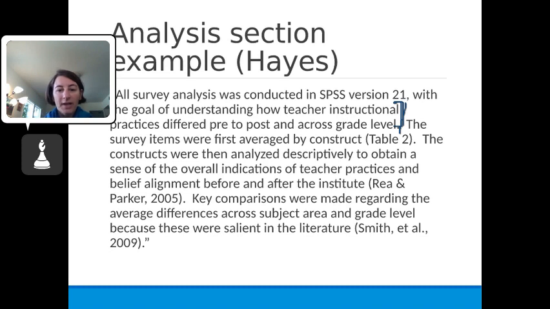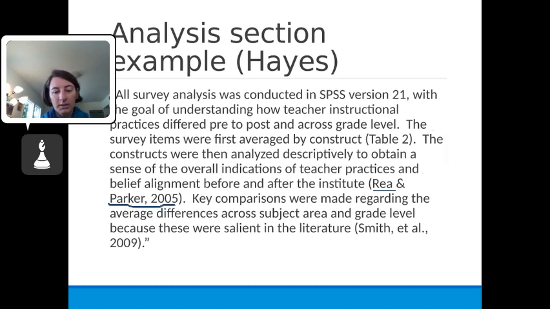The survey items were first averaged by construct, right? So really literally writing down, like, here's what I did first. And this is something we talked about in the last video. And I referenced the table where that information can be found. The constructs were then analyzed descriptively to attain a sense of the overall indications of teacher practices and belief in alignment before and after the institute, right? So then I descriptively analyze these constructs to examine these 2 things. And I give my citation.